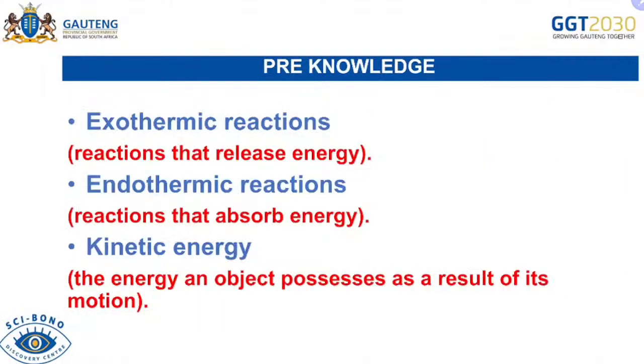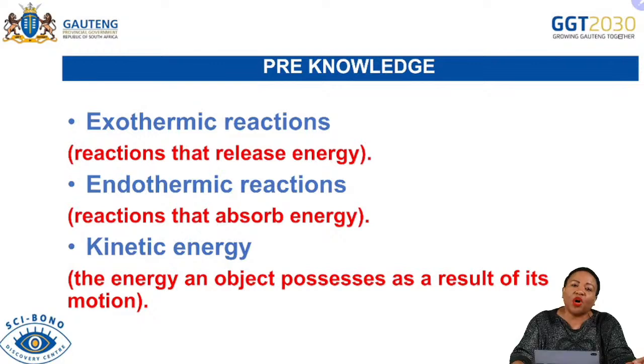Then, what is the pre-knowledge for this lesson? For every lesson to be understood, there is something that we've done in our previous grades that will assist us to understand the topic that we are busy with. The pre-knowledge that we are going to look at includes the types of reactions like exothermic reactions. We need to remember what an exothermic reaction is, what an endothermic reaction is, and also kinetic energy, because these are the terms that we will be using more frequently in this lesson.